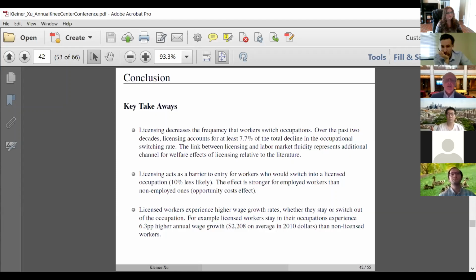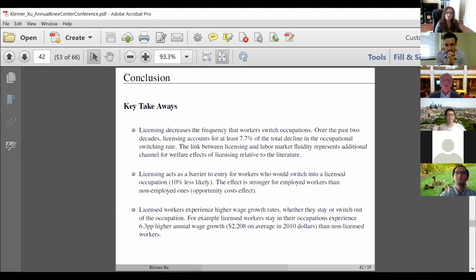Licensing acts as a barrier for workers who would switch into a licensed occupation. They're about 10% less likely to do so, looking at the controls that we used. The effect is stronger for employed workers than non-employed workers. We think that, as I mentioned earlier, it's due to the opportunity cost effect. Individuals who are not employed can bear the costs and arguably can spend the time for specific training to enter a licensed occupation. Although the costs are still there, they're not as big as for those individuals who are employed.